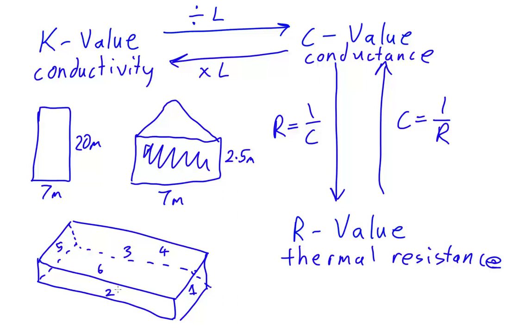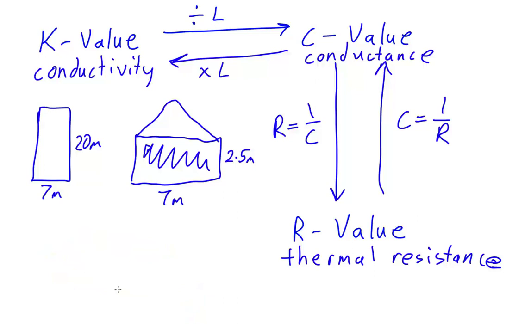So another way of thinking about this is, where is all our power going? Where is all our heat going to be lost? Well, we can say that the total power loss is going to be equal to the power loss through the walls, plus the power loss through the ceiling, the top bit, plus the power loss through the floor.